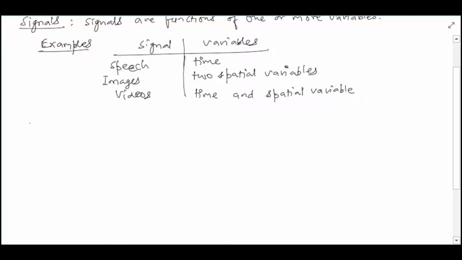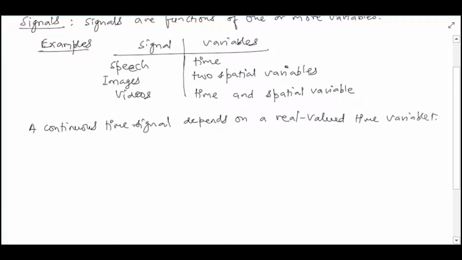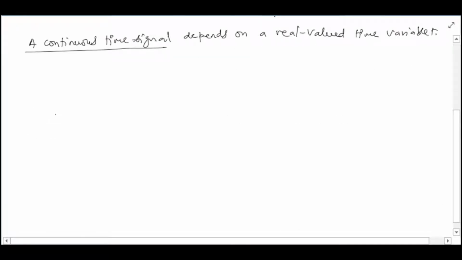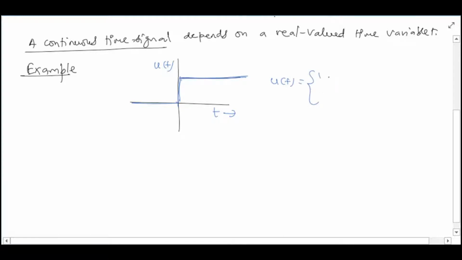Now there are two types of signals. A continuous time signal depends on a real valued time variable, usually denoted as t. Here is an example. You might be familiar with this signal. This is called the unit step signal, usually denoted as u(t). So u(t) is 1 for t greater than or equal to 0, and 0 otherwise.